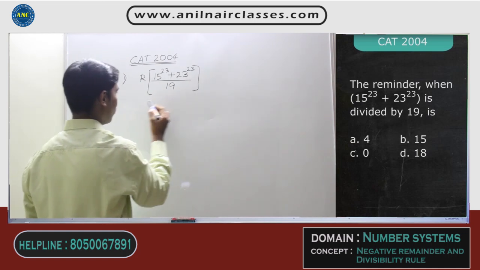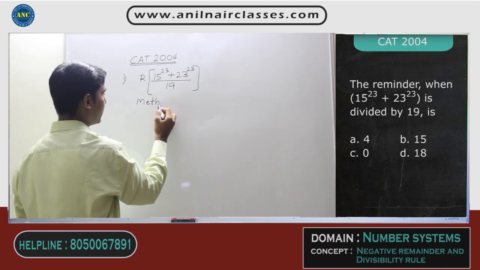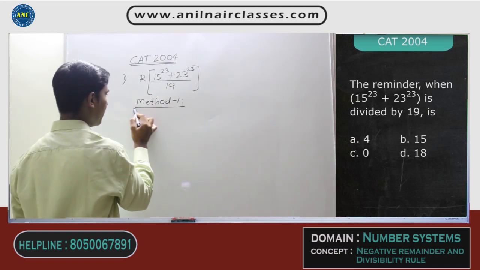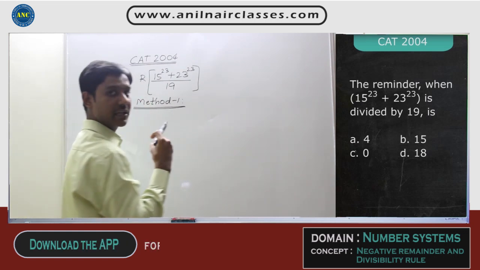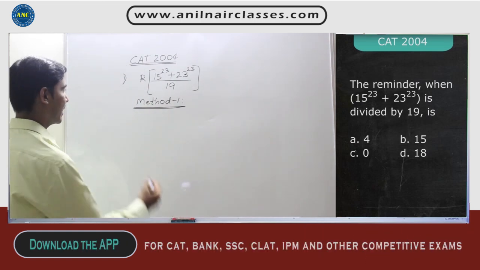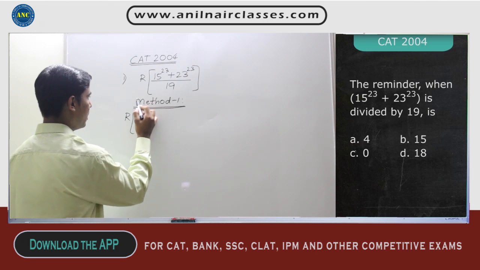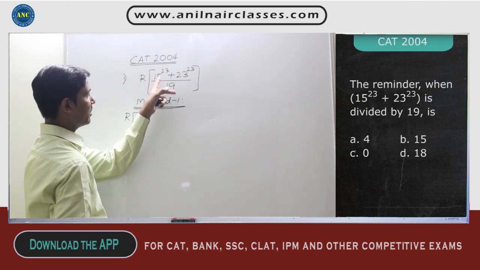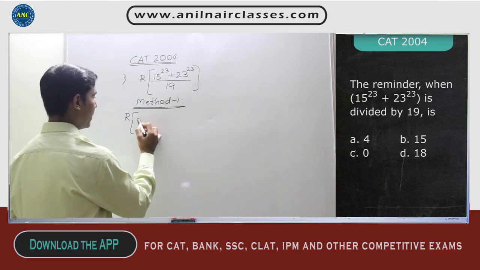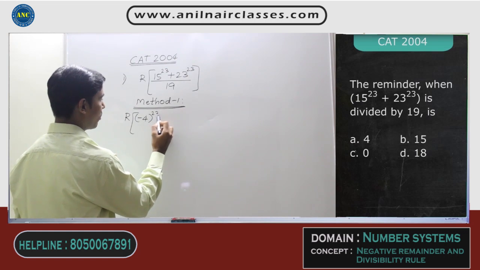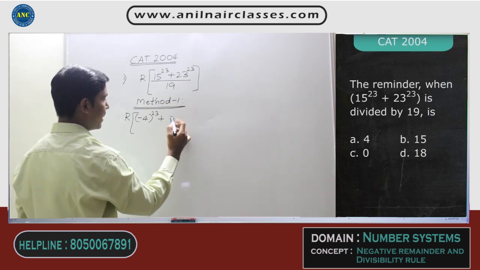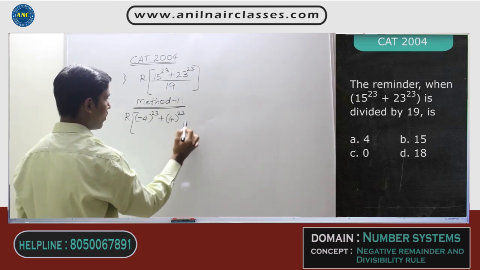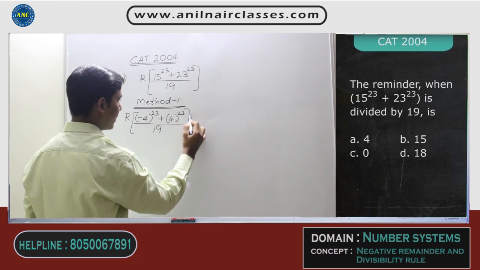What is the remainder? Now again we will solve it in two methods. Method 1. If I apply the negative remainder concept, this will become the remainder when 15 is divided by 19. The negative remainder is minus 4, so minus 4 power 23. 23 by 19 is plus 4, so plus 4 power 23. Whole thing divided by 19.